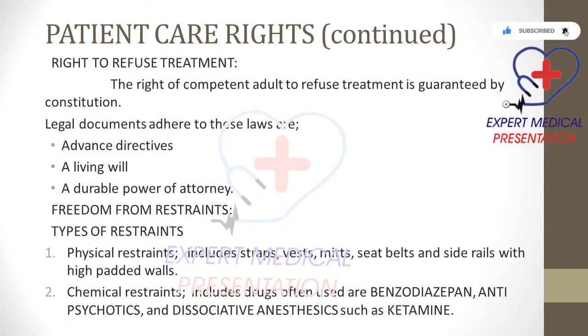Patient care rights, continued. Right to refuse treatment. The right of a competent adult to refuse treatment is guaranteed by the Constitution. Legal documents that adhere to these laws are advance directives, a living will, a durable power of attorney. Freedom from restraints. Types of restraints. Physical restraints include straps, vests, mitts, seat belts and side rails with high padded walls. Chemical restraints include drugs often used such as benzodiazepines, antipsychotics, and dissociative anesthetics such as ketamine.